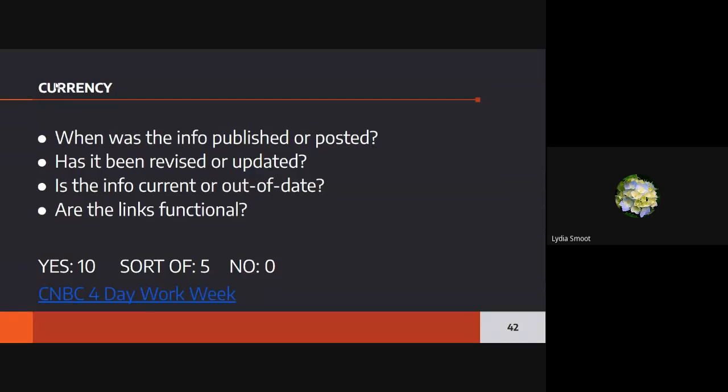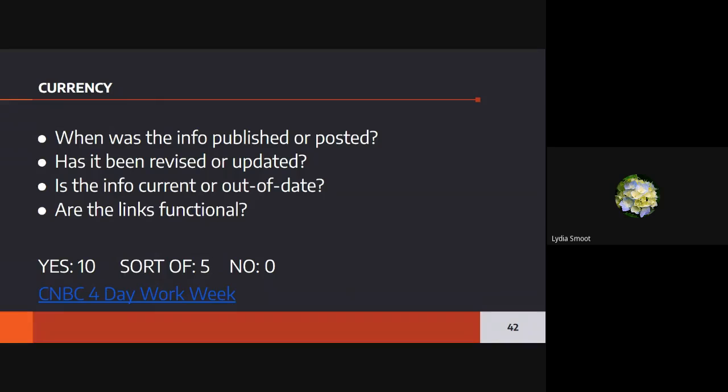So here we go. First, the C stands for currency. When was the information published or posted, has it been revised or updated, is the information current or out of date, and are the links functional? The currency of a source can be dependent on what you're searching for, because if you have historical topics, it can be a little bit different. If I am trying to research the recent findings of NASA, I would need articles that are definitely within the last 10 years, because if it was longer than that, it wouldn't be recent.